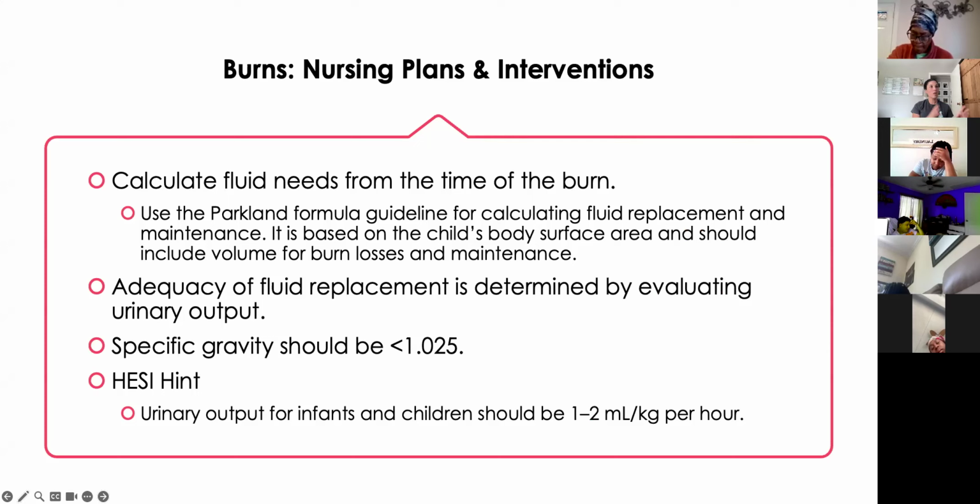So along with our table, we can use the Parkland formula to calculate our fluid replacement and also our maintenance fluids. And then we're going to watch our urine output to make sure that we are on target. And remember, the rule of thumb for urine output is 1 to 2 milliliters per kilogram per hour.